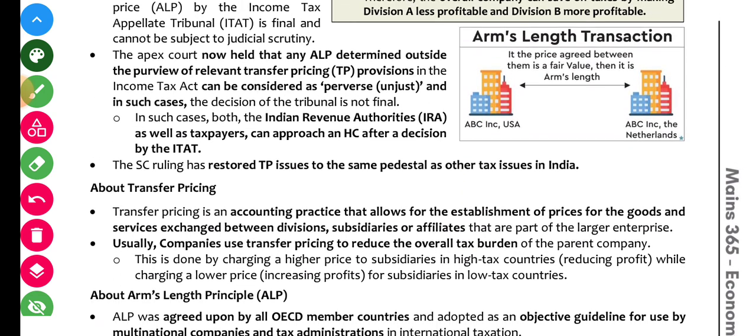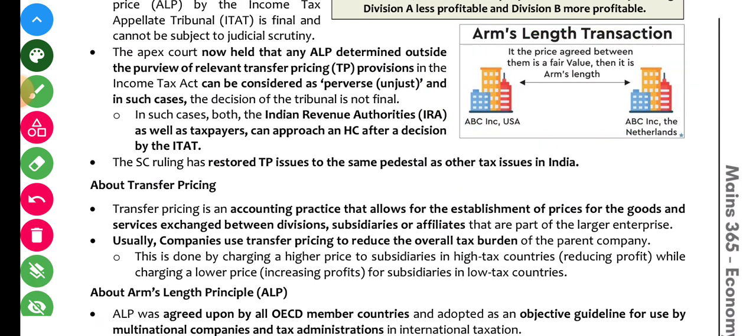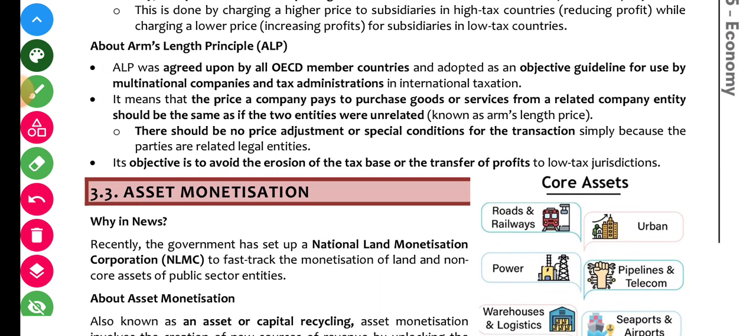The arm's length principle was agreed upon by OECD member countries. So keep this in mind, that the arm's length principle was initiated by the OECD countries. It gives objective guidelines for use by multinational companies and tax administrations. Purchase of goods and services from related entities should be the same as if the two entities were unrelated. So keep this in mind.